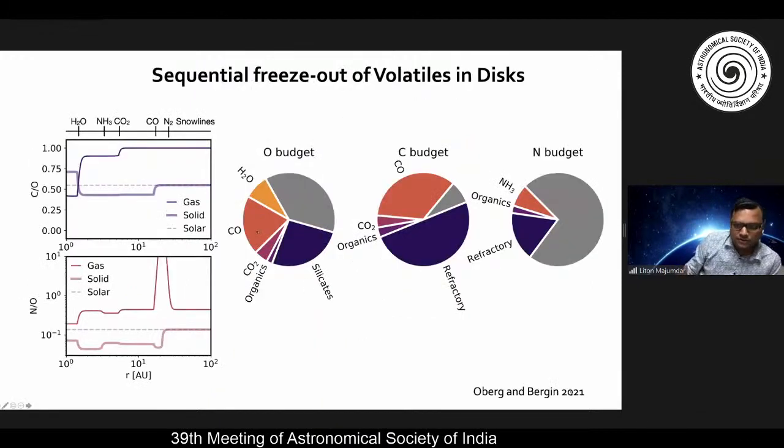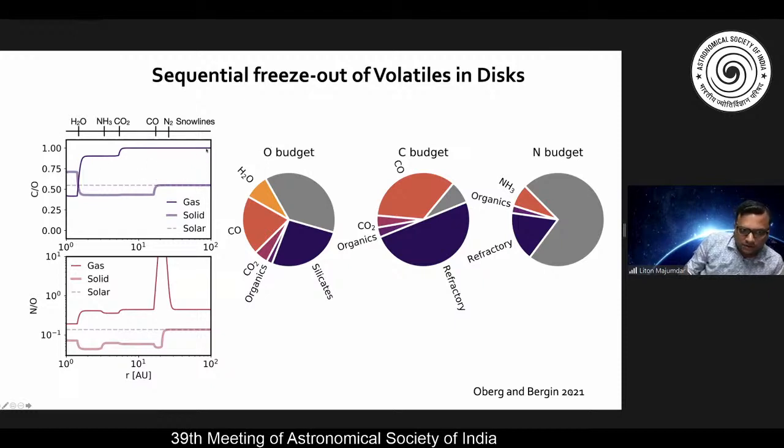So if we want to summarize this, we look at the chemical structure for various volatiles, by which I mean molecules with low desorption temperatures. You can see, depending on the various snow lines, nitrogen, CO, CO2, ammonia, and water. These are the basic ingredients which control the carbon, oxygen, nitrogen budget for various planets, and have a strong role to play in the emerging C/O ratio.